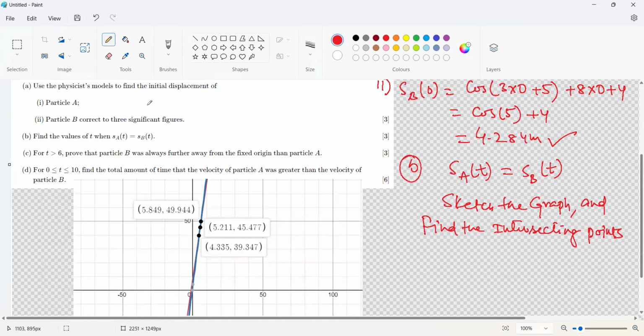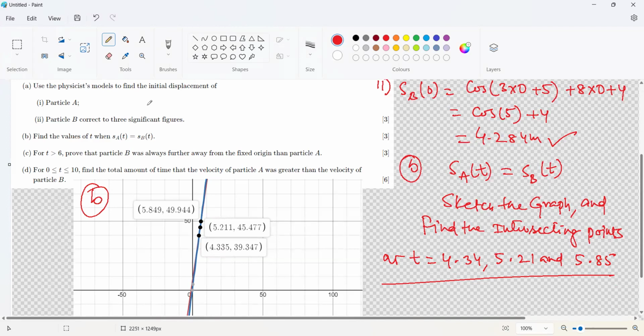So you can write here, at t is equal to 4.34, 5.21 and 5.85. Right. They are intersecting at these three times.